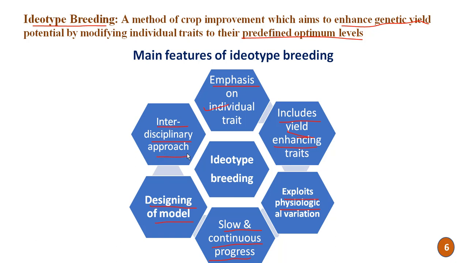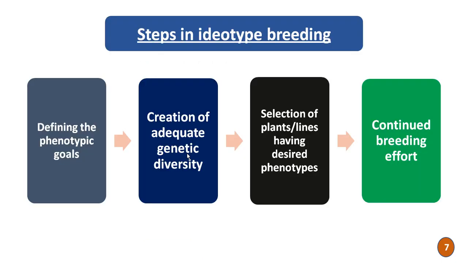Ideotype breeding, as we discussed earlier, is a slow process with continuous progress. It requires a multidisciplinary approach. That is, the interdisciplinary approach involves scientists from various fields such as genetics, breeding, physiology, pathology, entomology, etc. So it is an interdisciplinary approach. So these are the different features of ideotype breeding.